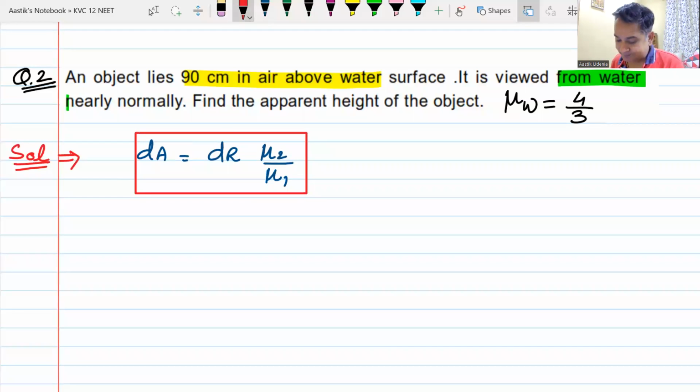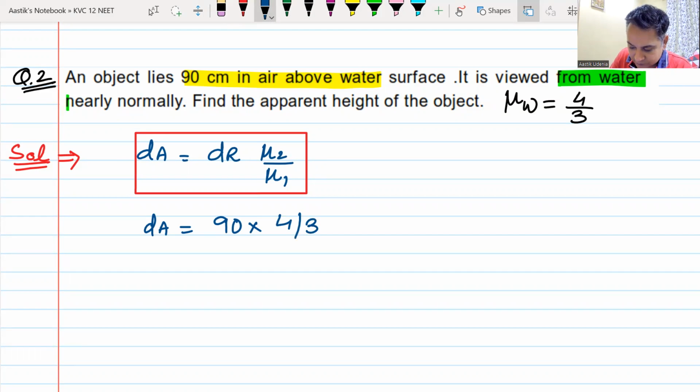Okay, D apparent is what I have to find out. D real is the real 90, multiplied by mu2, the medium from where I am watching it. The medium from where I am watching it is water, and refractive index of water is 4/3, divided by mu1, the refractive index where the object is, 1. So it is 90 multiplied by 4 divided by 3. And the answer is, my dear friends, how much?